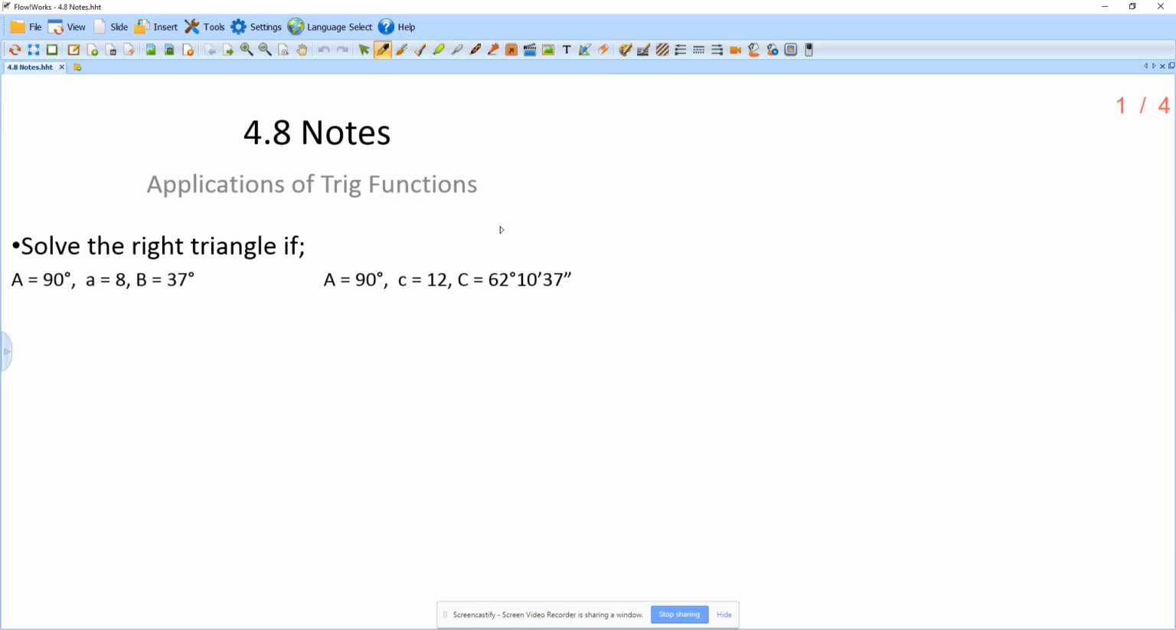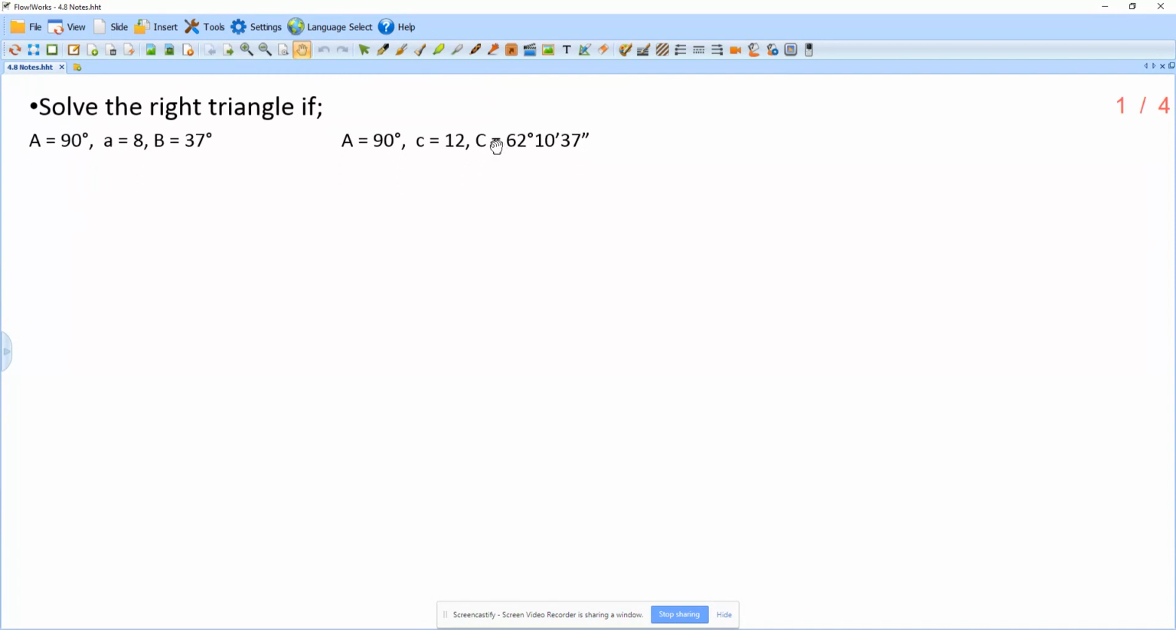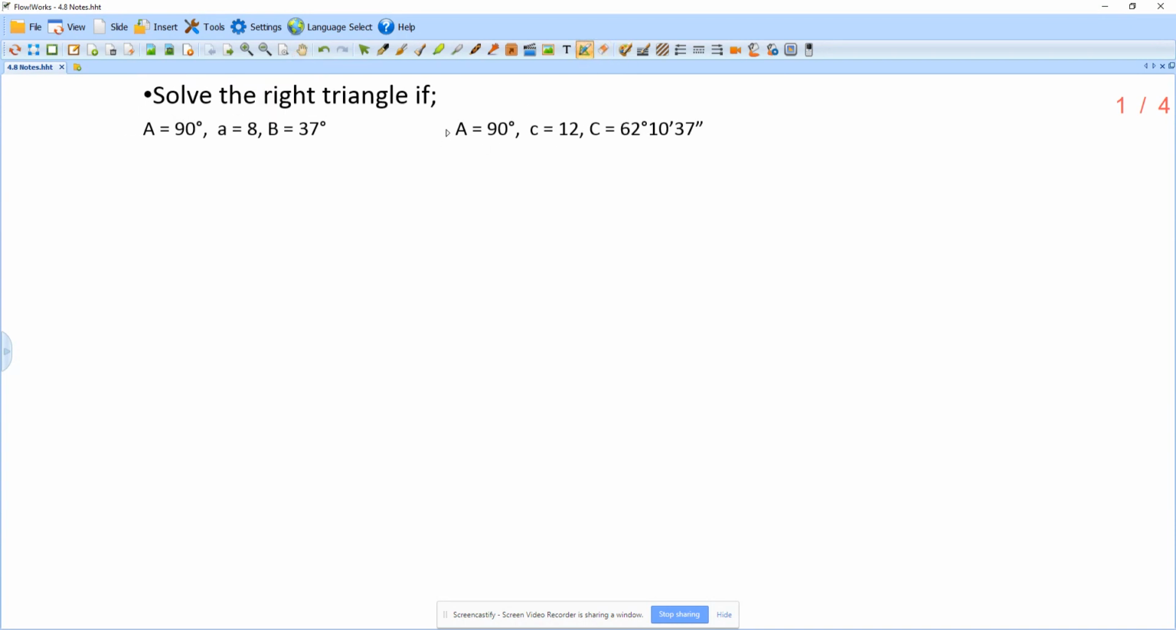All right, welcome to section 4.8. What we're talking about in 4.8 is just some applications of trig functions. So different ones that sometimes have to do with the context of a problem, sometimes don't. So starting off with something just straight up geometric.